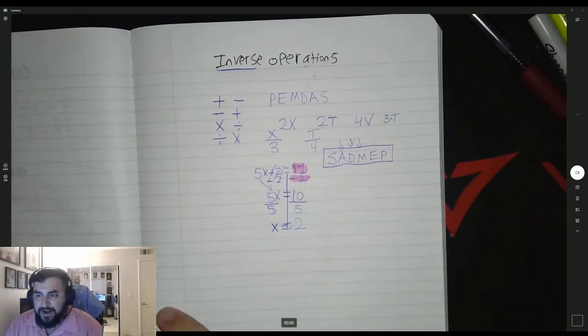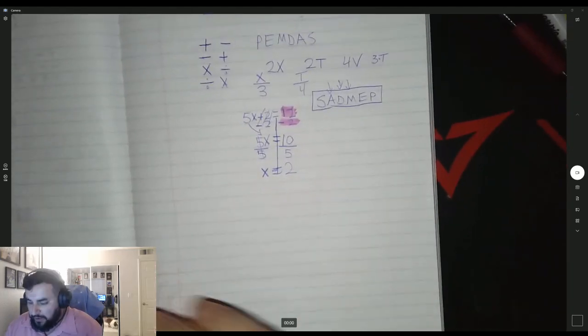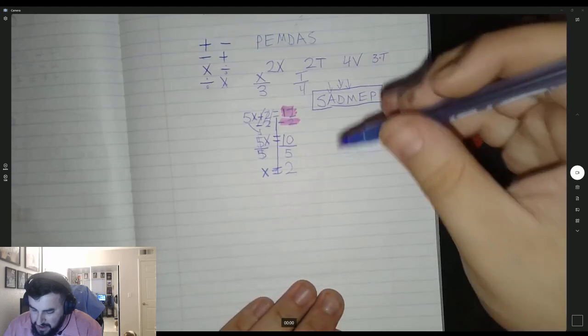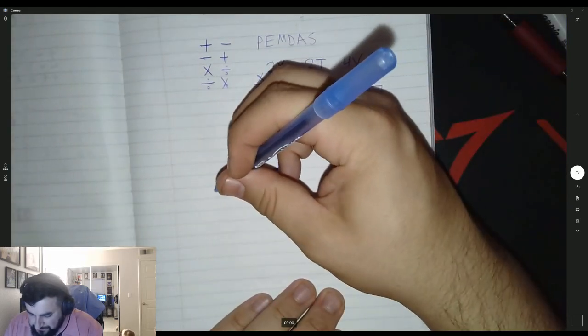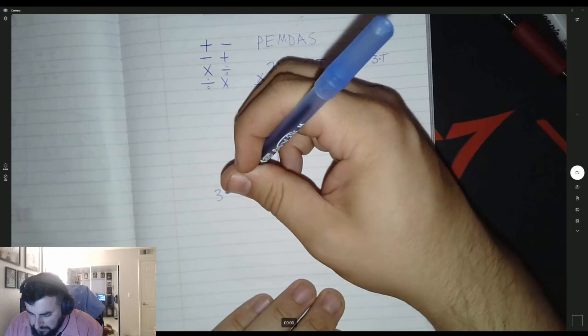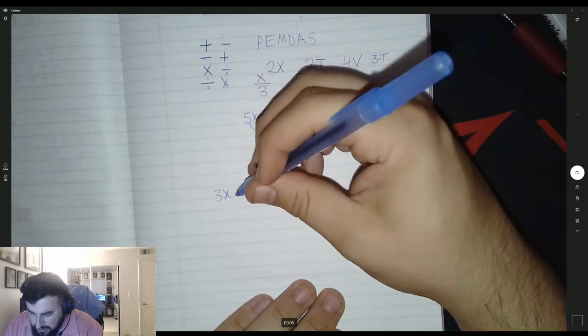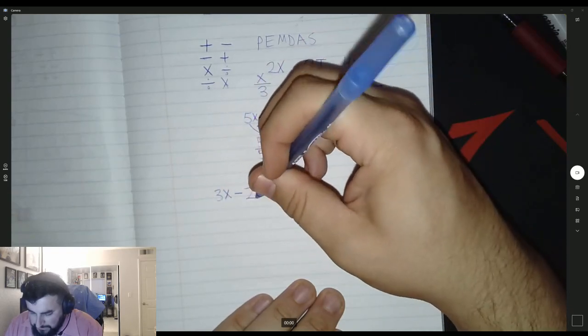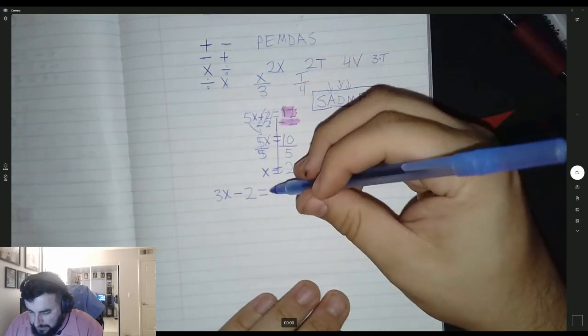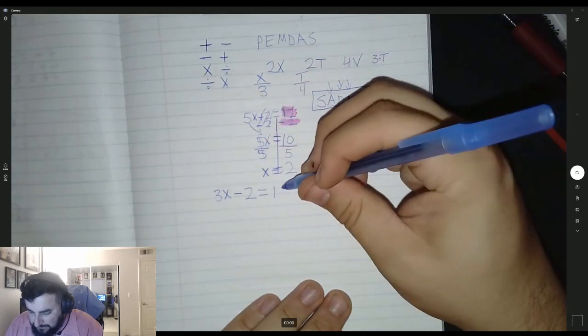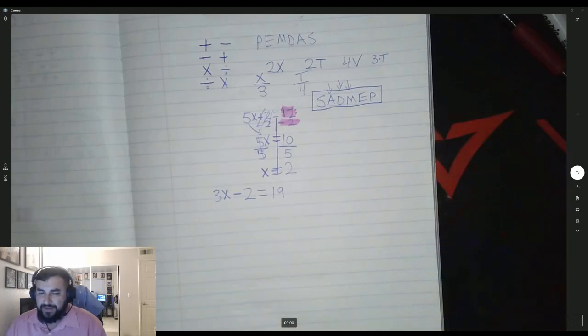Now, here's a practice problem I want you to try on your own, and we'll check this together. Okay? Let's go: 3x minus 2 equals 19. Go ahead and try that one on your own. You can hit the pause button right now, and I'll wait for you to be done.